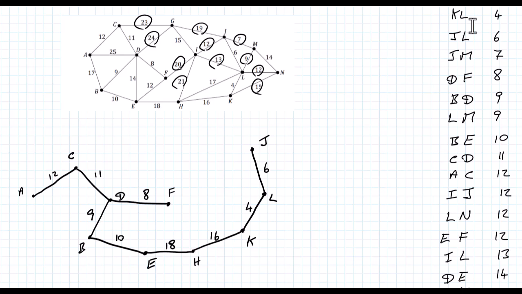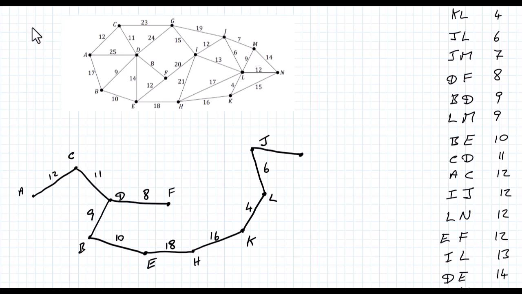Let's see, what's the smallest one that we've got there? Looks like it is 7, and that's from J to M. So let's draw in that one. So we have J down to M, and that's 7.